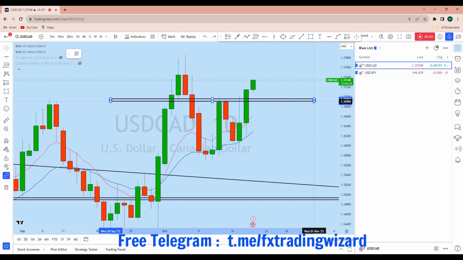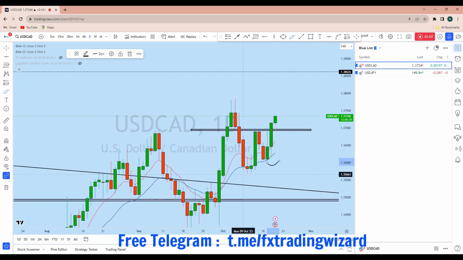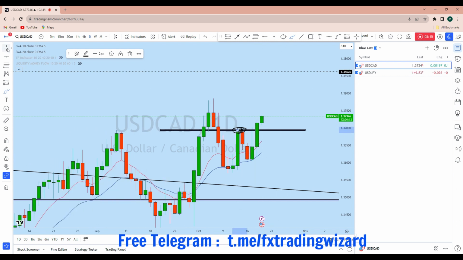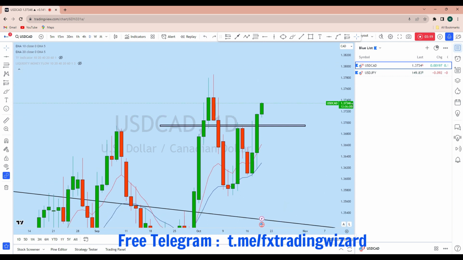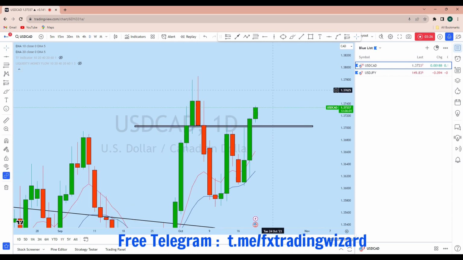From the daily perspective, we formed a double bottom, which is a sign of a bigger move on dollar CAD to the upside. So we see that this is the neckline, this is the smart money zone where the price has broken to the upside. What I think is that dollar CAD today might come down for a little bit of a pullback, where we can find a suitable entry on the lower time frame.